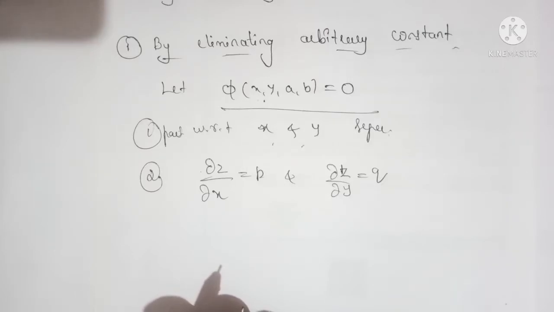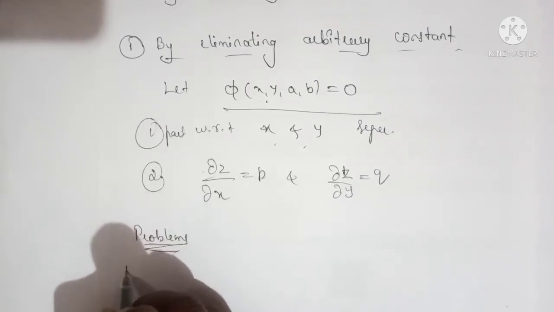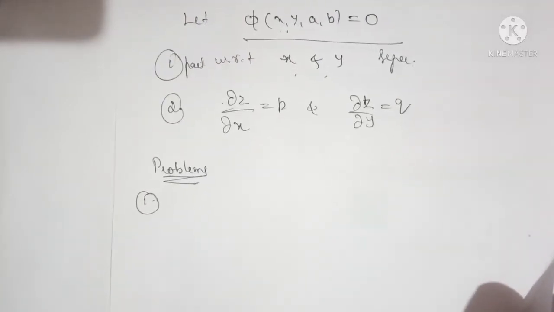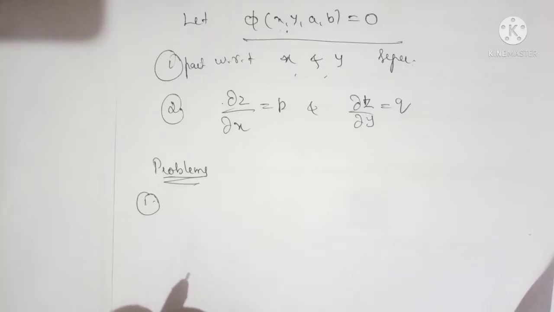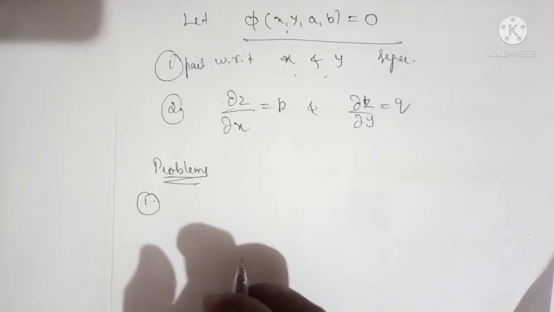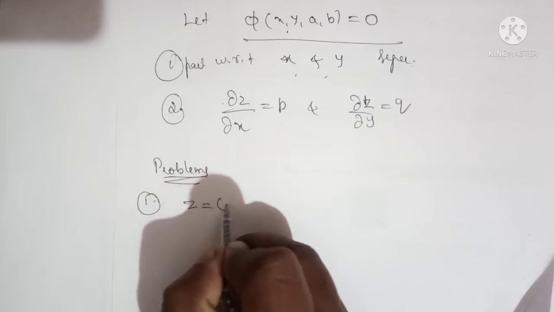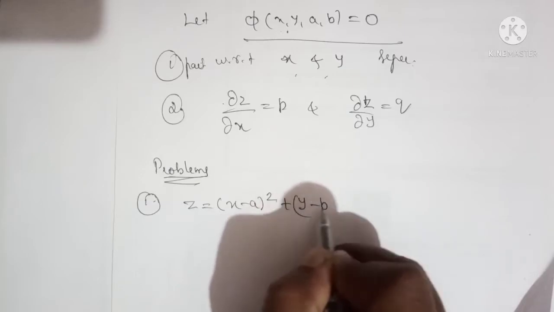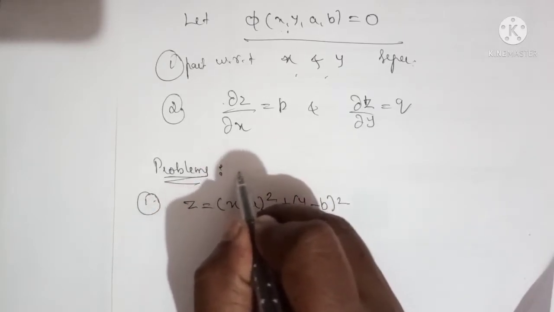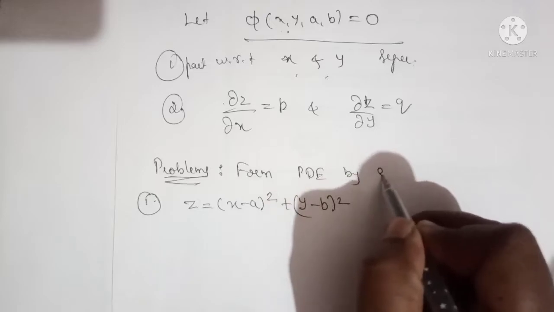Now we shall consider some examples on these problems. By the examples you will completely understand the method of eliminating arbitrary constants. Let us consider the first question: eliminate the arbitrary constants a and b from the equation z = (x − a)² + (y − b)². The question may also be given as: form the PDE by eliminating constants.